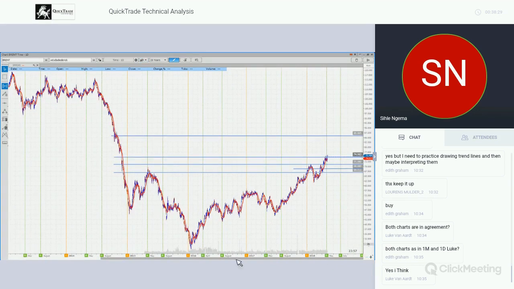If you like your head and shoulders, you could say that this is your left shoulder, this is your head, and this is your right shoulder. And here somewhere we had the neckline around 67, 68. When we break above this 75, we're going to go up here. But the actual target should be 66 and.